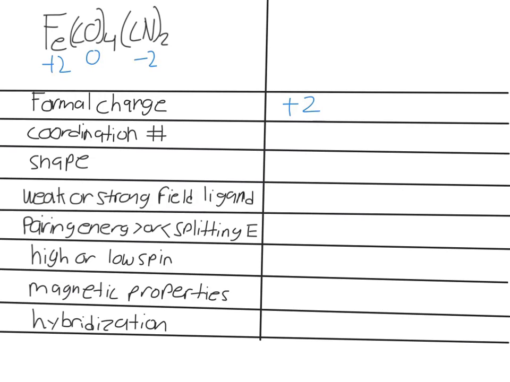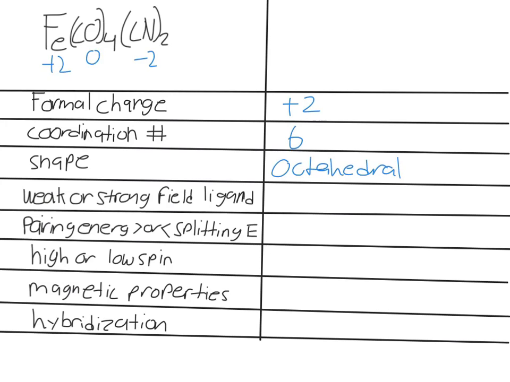The coordination number is 6 because iron is bonded to 6 ligands. That tells me the shape will be octahedral.